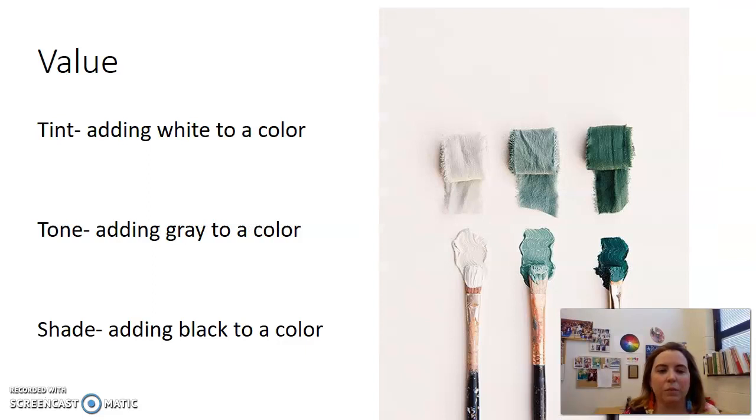There's two types of light source, natural and artificial. Three types of value. You can have tint. When you're painting, that means you add white. Tone means you add gray. And then shade means you add black. So you can see tint, tone, shade.